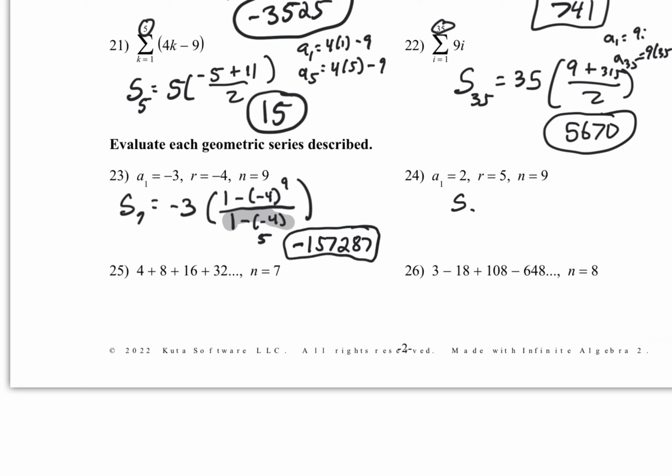Number 24 the same way. S of 9 is 2 times 1 minus 5 to the 9th divided by 1 minus 5. So 1 minus 5 is negative 4. So I'm going to go 1 minus 5 raised to the 9th equals, divided by negative 4 equals, times 2 equals 562.